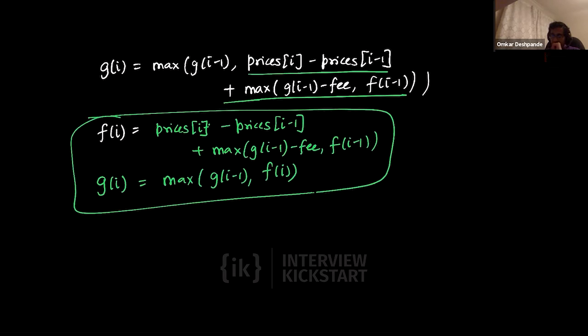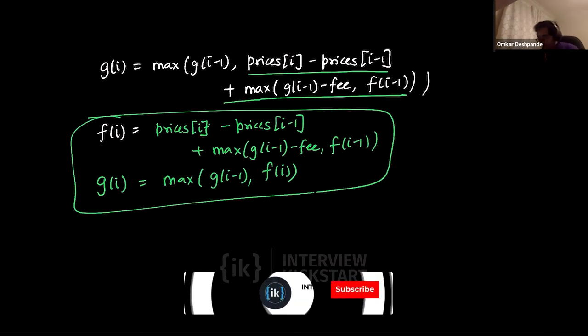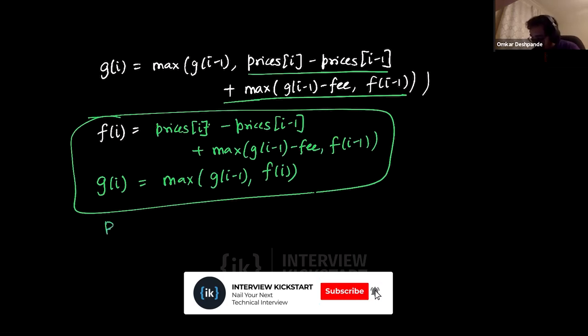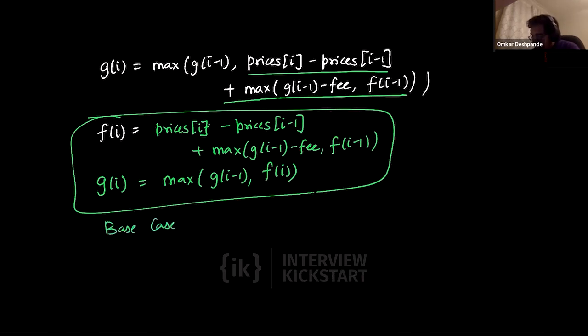So our base cases. G of 0 is obviously 0, because whenever we have only a single day, the 0th day, there's no profit. Since if there was any transaction, that would have a profit of 0. And if there was no transaction, then also there would be a profit of 0.